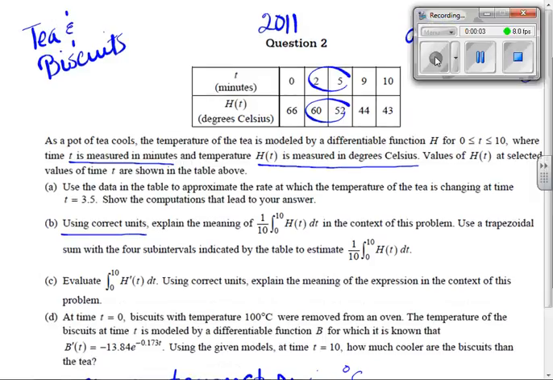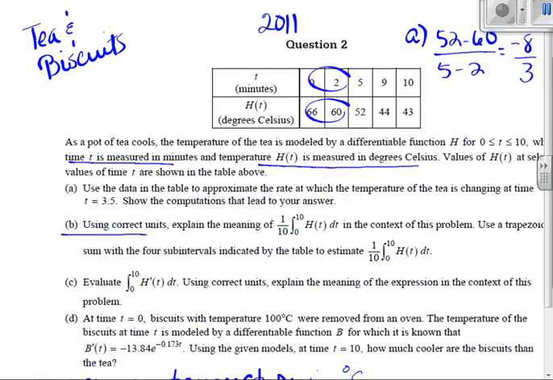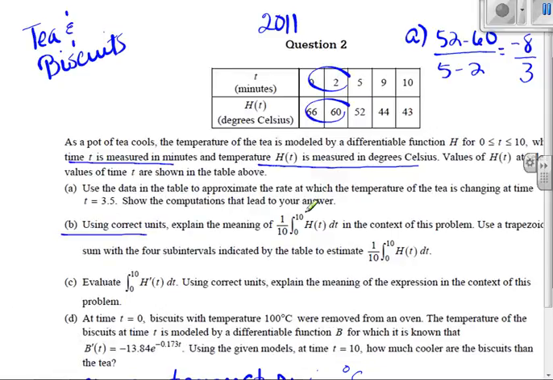We're going to finish the tea and biscuits, and we didn't finish with B yesterday. But when I see this 1/10 of an integral, okay, Cameron, Nick, I'm thinking of what? Does anybody know what that's going to be? That's average value.